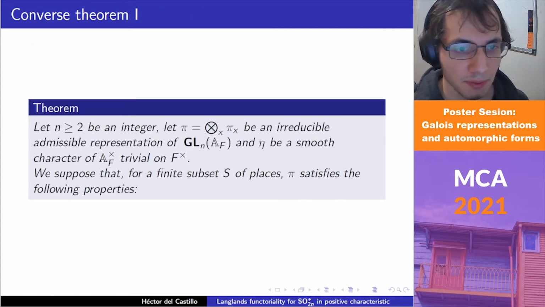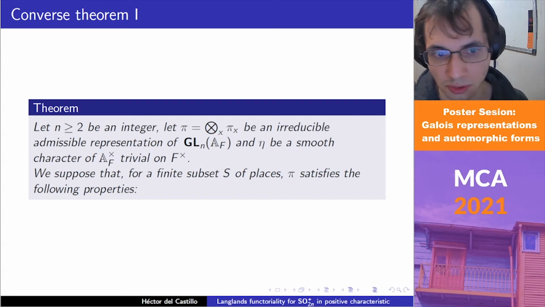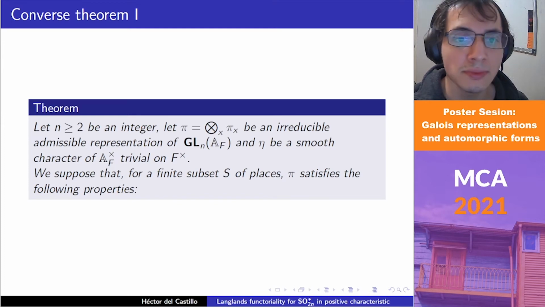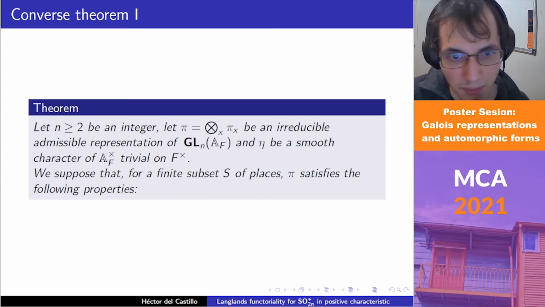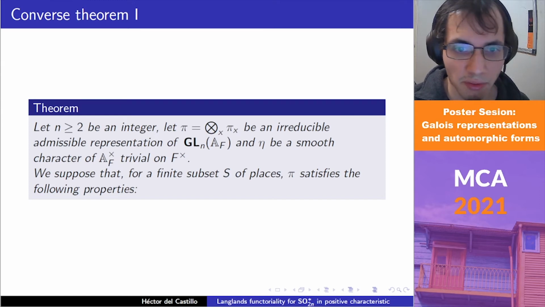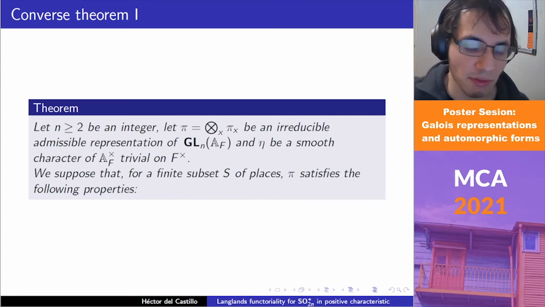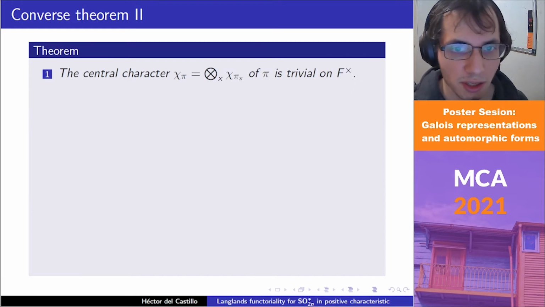Now we start to state the converse theorem that will allow us to translate the condition of finding an automorphic representation into finding an admissible representation with the right properties on the L functions. So let n be greater than 2, and let π be an irreducible admissible representation of GL_N(A_F), and η be a smooth character of the ideles trivial on the invertible elements of F. We suppose that for a finite subset S of places, π satisfies the following properties. The first one is that the central character of π is trivial on the invertible elements of F.